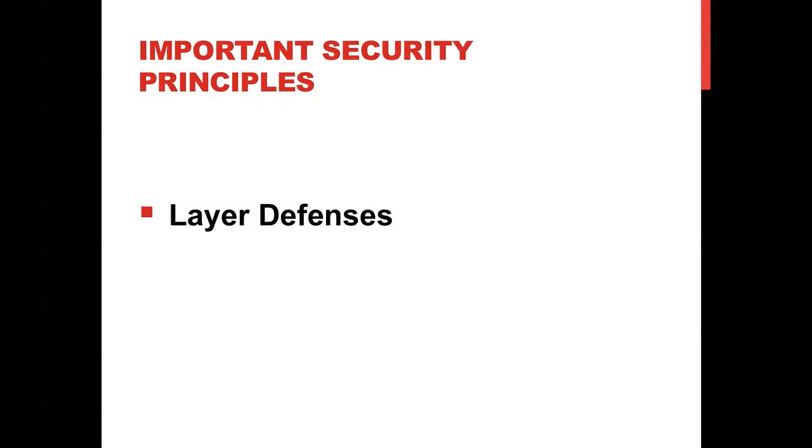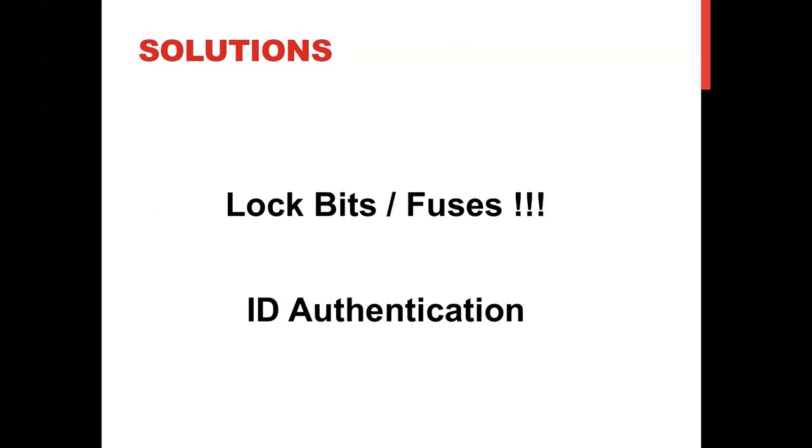So how could all of this be prevented? Well, one of the most important security principles is to layer your defenses. There are two main things that iClicker could have done that would have prevented all of this. The first is lock bits and fuses. There is a bit on the Atmega microprocessor you can set that will prevent the dumping of EEPROM and program memory contents to file. Without the ability to do this, we probably wouldn't have been able to do this project as easily as we did.